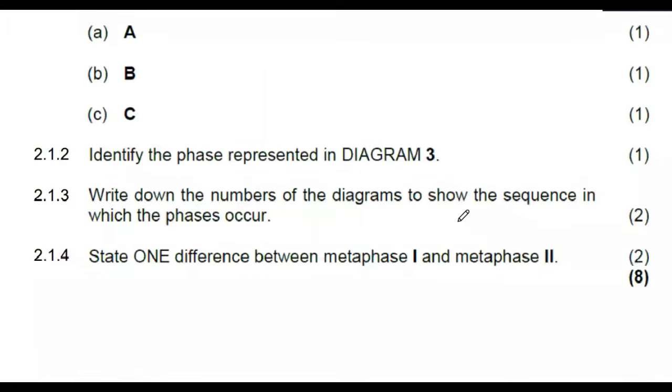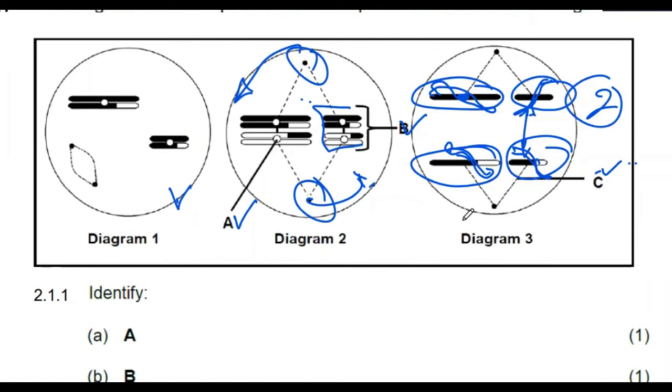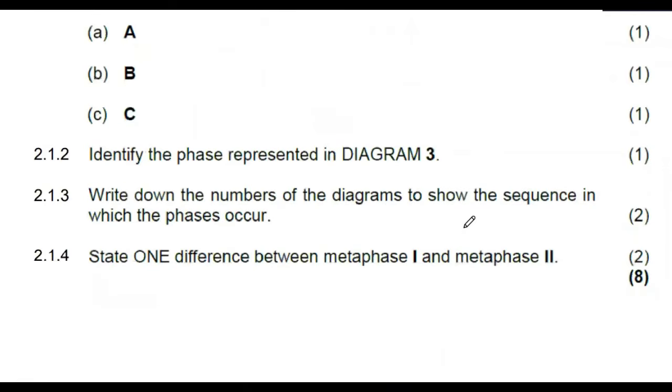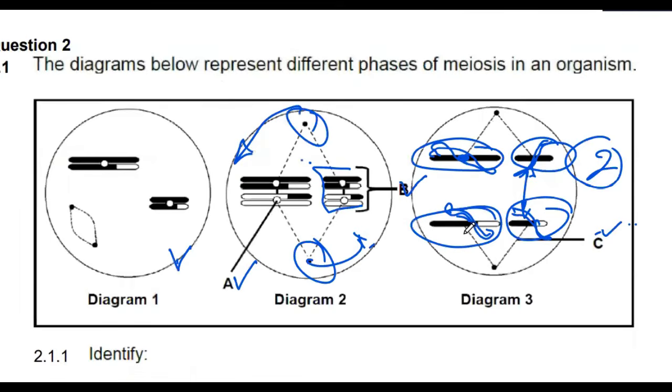Then they're saying write down the numbers of the diagrams to show the sequence in which the phases occur. So basically, we have to look for meiosis 1. The chromosomes are supposed to be in homologous pairs. So this is a homologous pair. So it is 1. Therefore, it is metaphase 1.